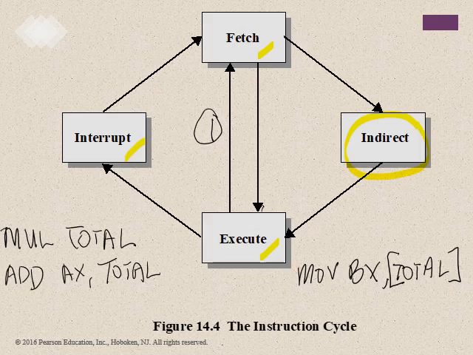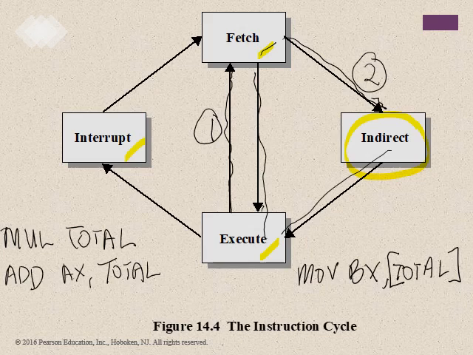And the second kind is when we have indirect. After you have fetched the instruction, you examine to determine if any indirect addressing is involved. If so, you move to indirect cycle. And then the required operands are fetched, all right. And then we execute. After we execute, we go back to fetch and go again.